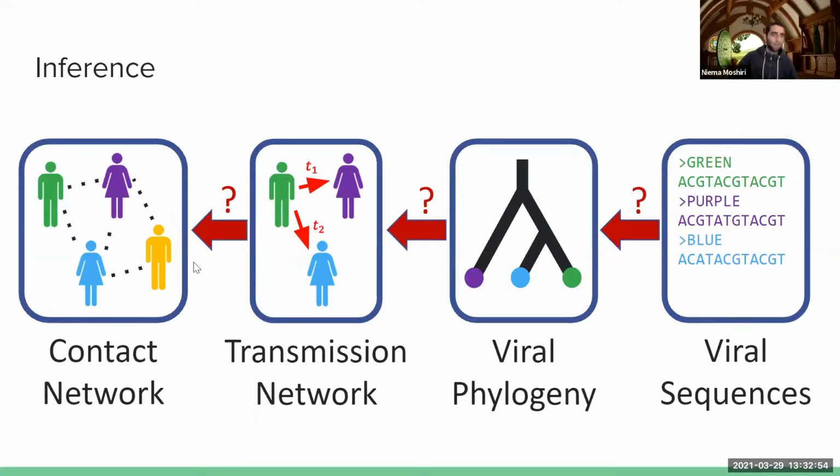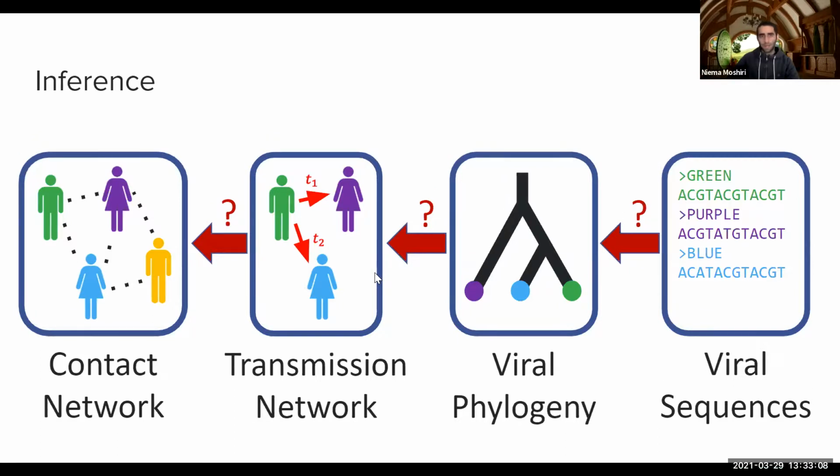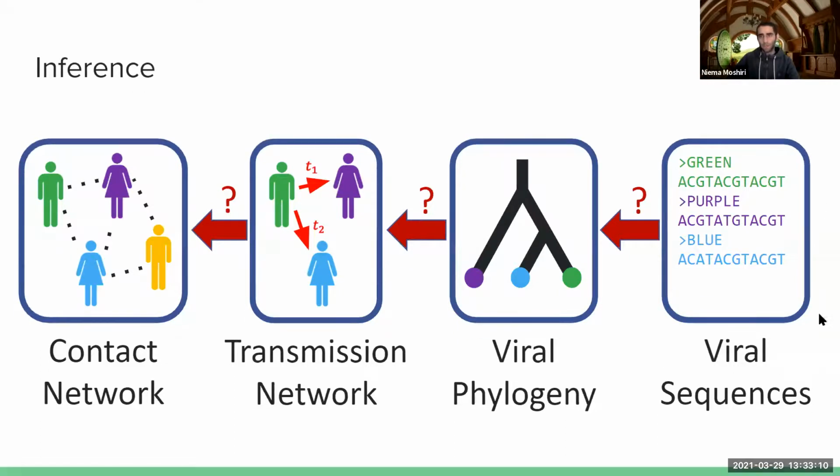And then how can I infer properties of the contact network? So maybe things like what demographics are most at risk, or who should I prioritize treatment to, stuff like that. How can I infer properties of this based on these other steps? Does that kind of make sense? So because I can only directly observe this, my goal is, how do I infer backwards from the sequences?